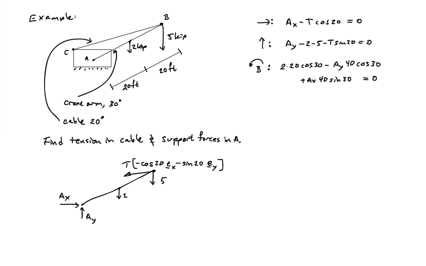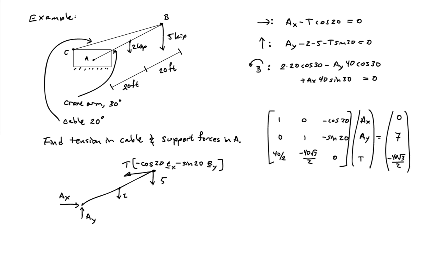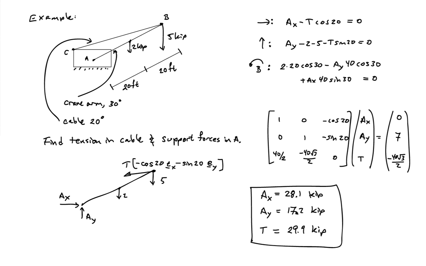So if I want, I can arrange these in a matrix here. So it becomes more apparent that I have a system of 3 equations and 3 unknowns. My unknowns are AX, AY, and T. And I can go ahead and solve this system of 3 linear equations, and I find then that AX is equal to 28.1 kips, AY is equal to 17.2 kips, and the tension in the cable is 29.9 kips, or basically 30 kips in the cable.